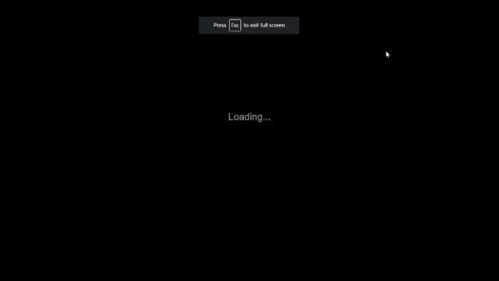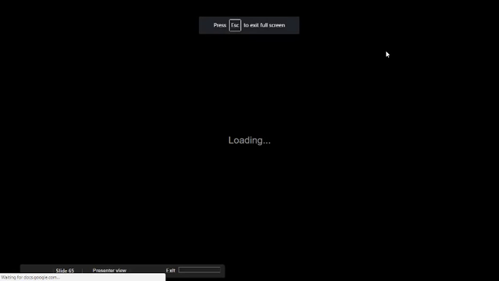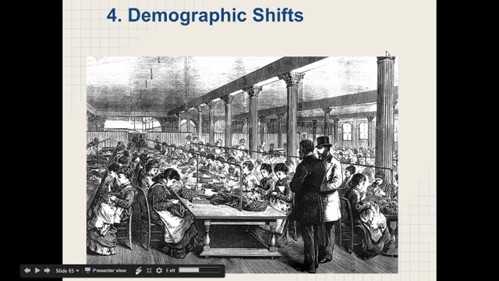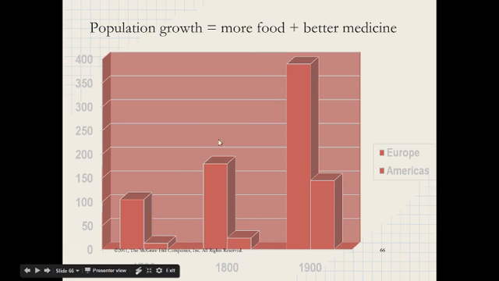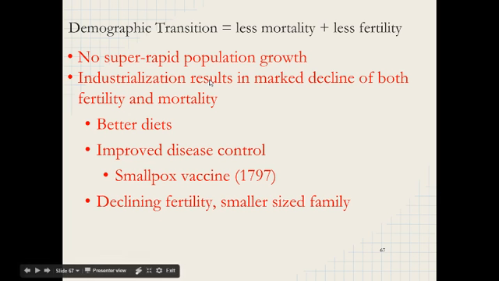All right, so let's keep going with other effects of the industrial revolution, and now we're going to focus on demographic shifts in the Industrial Revolution. As we mentioned before, the population growth is going to be a result of more food and better medicine. Both of these are going to increase in society. There's also going to be less mortality. That means fewer people are going to die because they're living longer, with better foods, healthier diets, that sort of stuff.